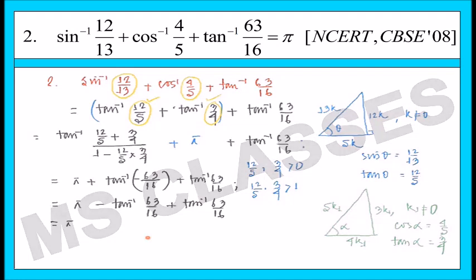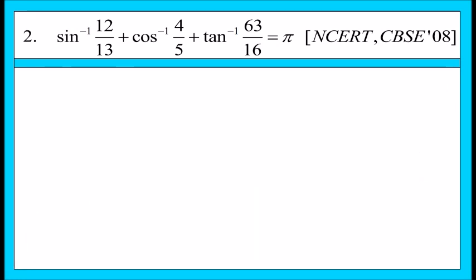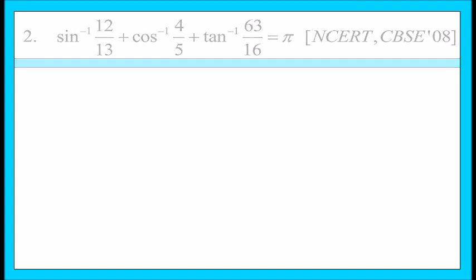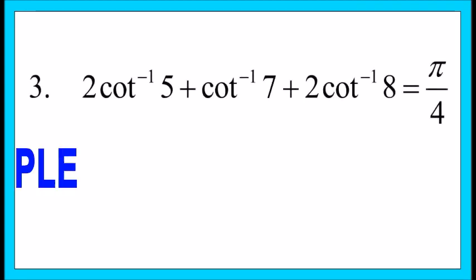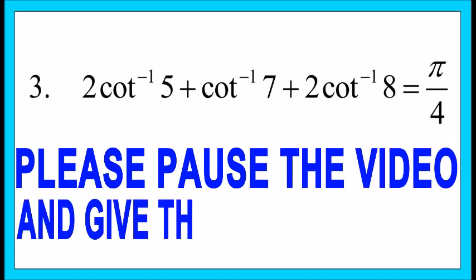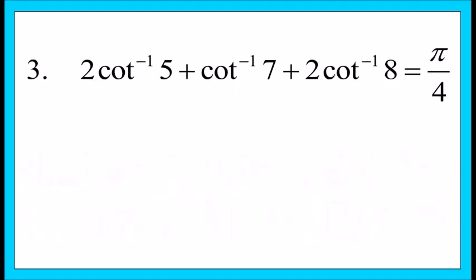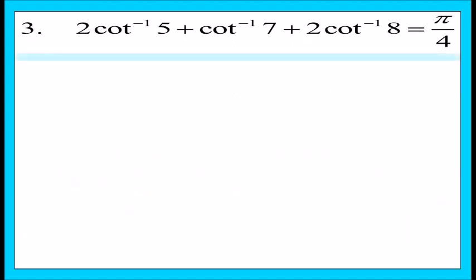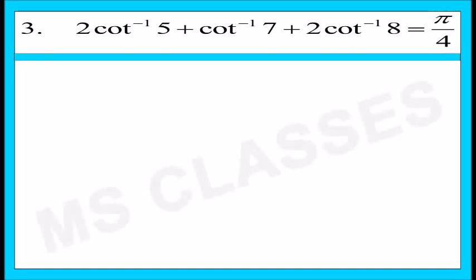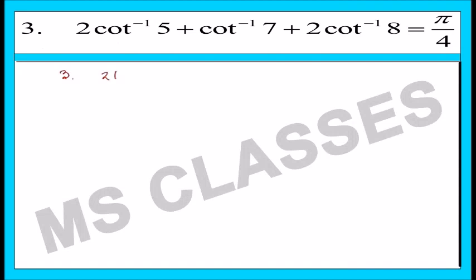Now we move on to the next one. 2 cot inverse of 5 plus cot inverse of 7 plus 2 cot inverse of 8, and you have to find the value of this one, which is pi by 4. You have to prove this one.